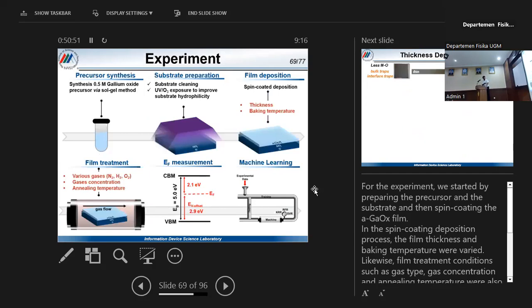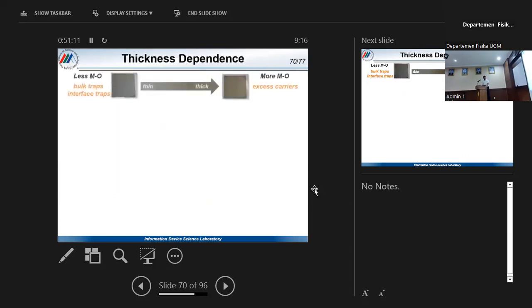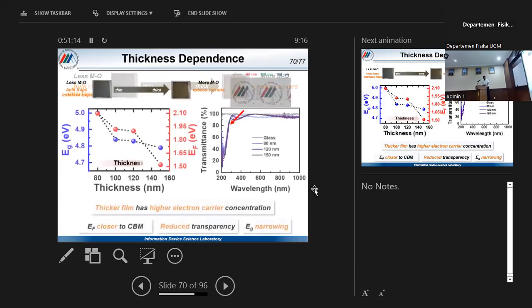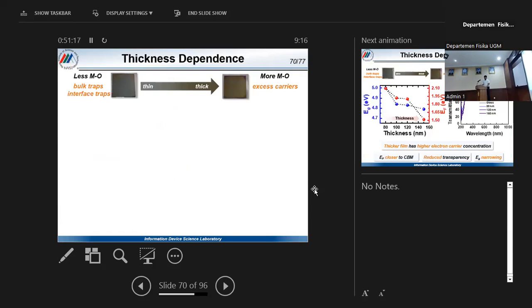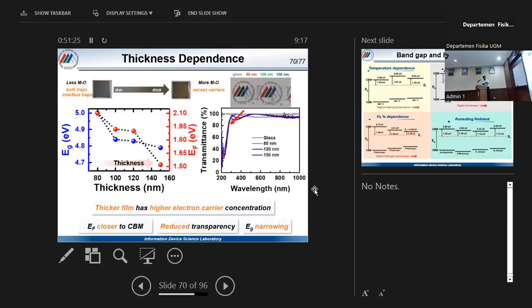So this is the experiment. So we synthesize the precursor, and then we prepare the substrate, deposit the film, and vary the thickness, baking temperature, and the gases, the concentration, and the annealing temperature, and then we measure the EF. And we fed the experimental data to this system. So this is because when you change, for example, specific parameters of the semiconductor film, the thickness changes the properties. So for example, when the thickness is increased, the band gap also decreases and the Fermi level also decreases. So it becomes more conductive.